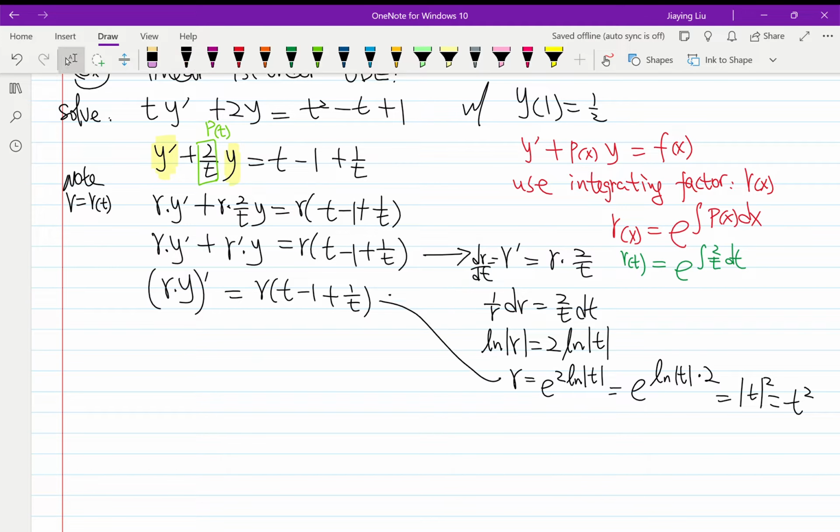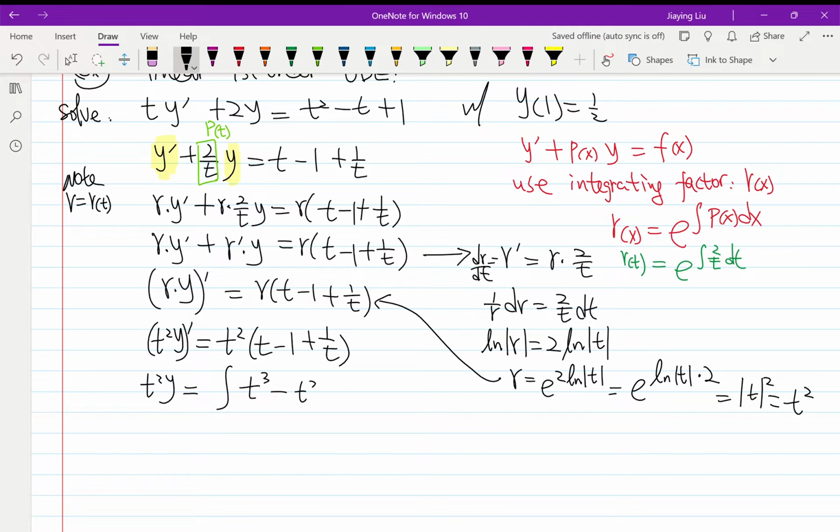Now we're going to take r and put it back into that equation. So we get t squared y derivative equals t squared times t minus 1 plus 1 over t. We can simplify the right-hand side by distributing t squared. We can integrate both sides to get rid of the derivative. I'm going to do both at the same time. So we get t squared y on the left when I integrate. On the right side I have the integral, distribute t squared, so we get t cubed minus t squared plus t dt.